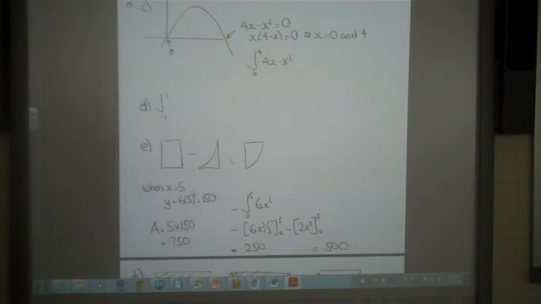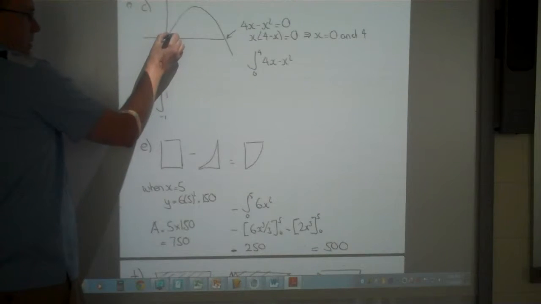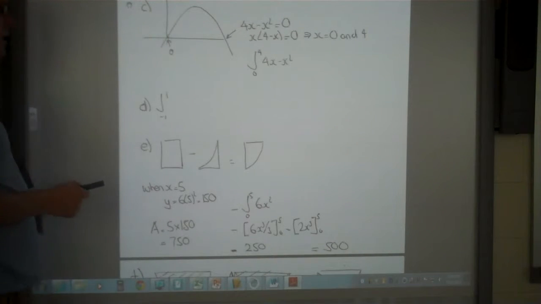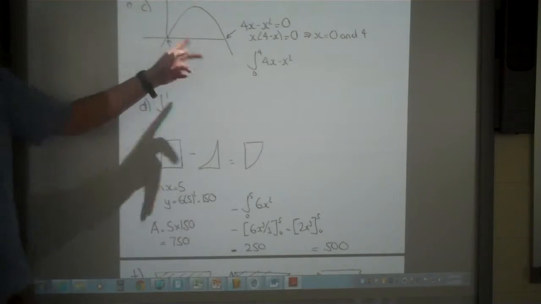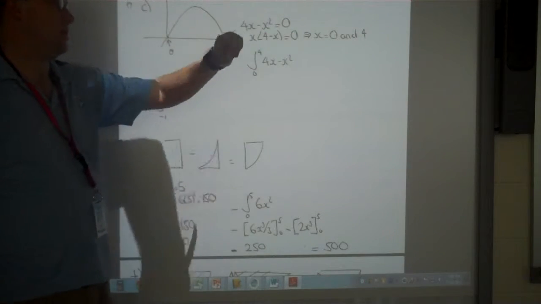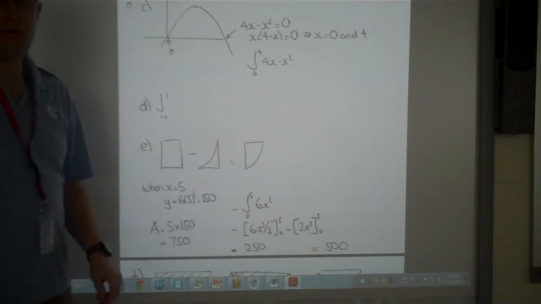Now if we move on to part C, then we had to find this area this time. So once again we've got the limit here of 0 because it's the y-axis. And then to find the x-intercept, set the equation equal to 0 and solve. 4x minus x squared is 0, so 0 and also 4. And the equation was 4x minus x squared.